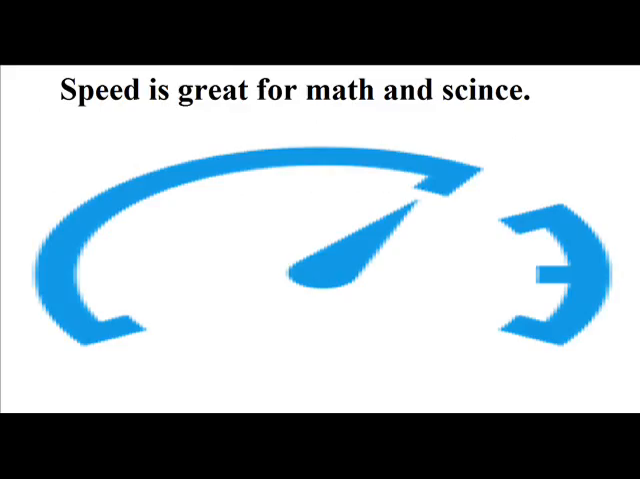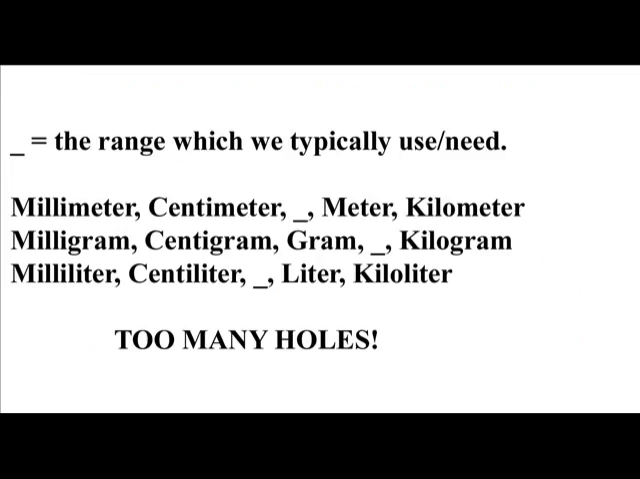Again, conversion and conversion speed are good for math and science, but for everyday life, the metric and SI systems as a whole, not every individual unit mind you, are no good. Why? Because they both have too many missing places, gaps, and/or holes in essential spots.